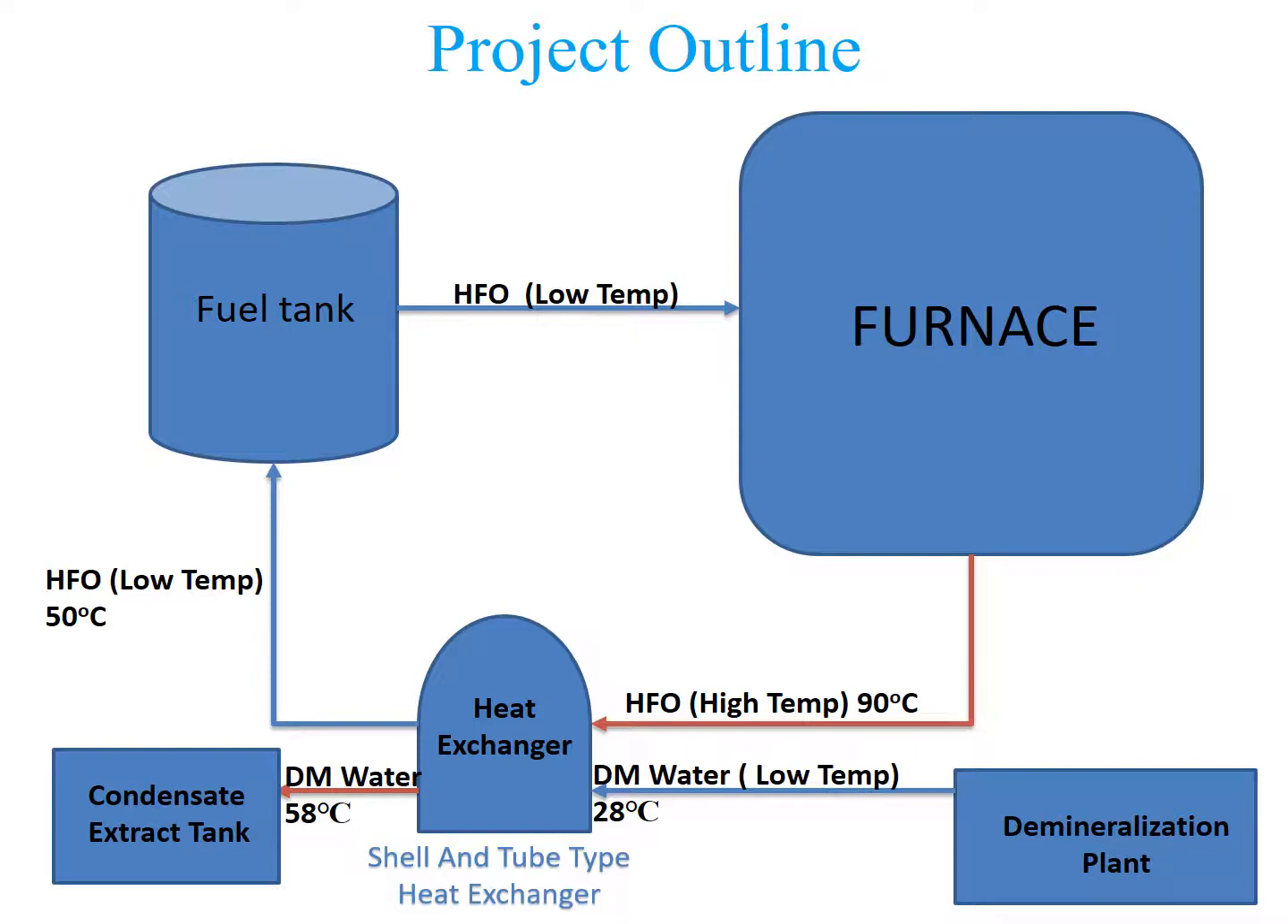The medium used here is DM water, which is obtained from the demineralization plant. The temperature of DM water is 28 degrees Celsius. Due to conduction and convection, there is a heat transfer, and the HFO oil at the exit becomes 50 degrees Celsius and is returned to the fuel tank, whereas the DM water is at 58 degrees Celsius and is returned to the condensate extract tank.